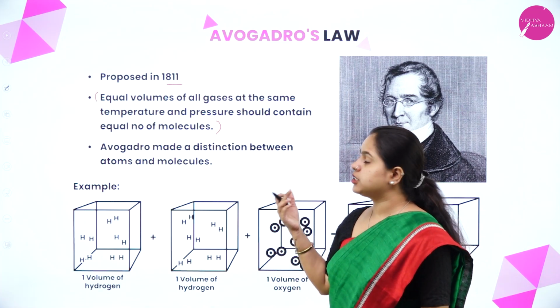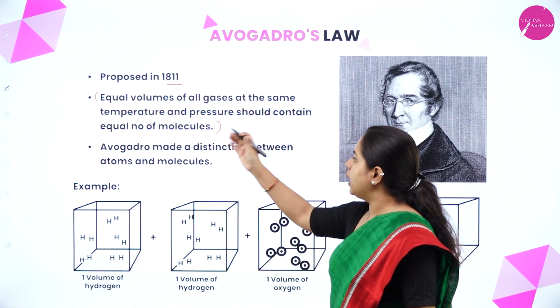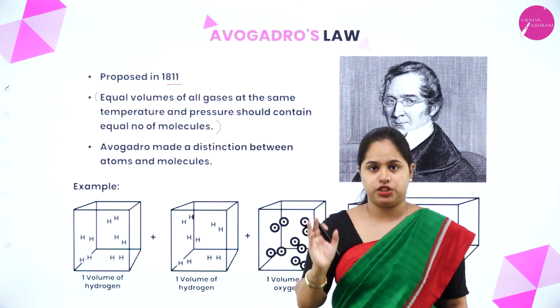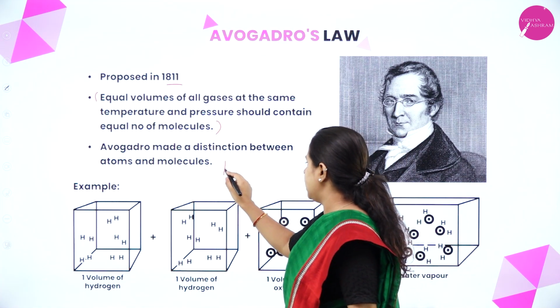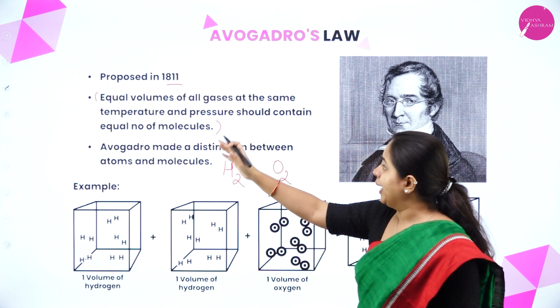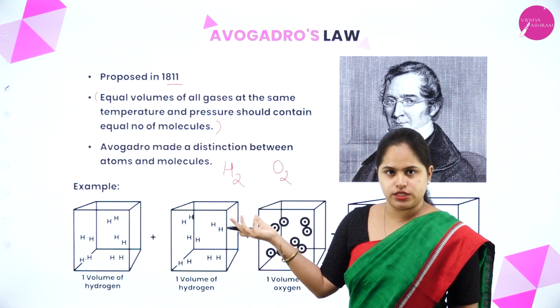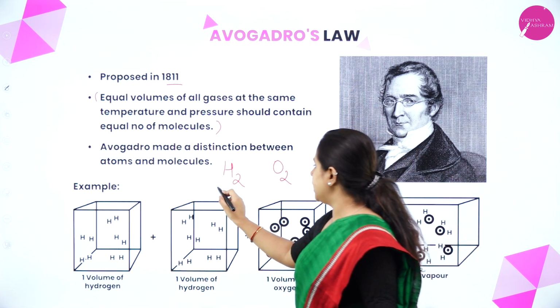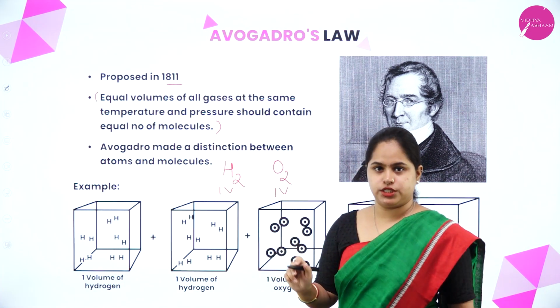Equal volumes of all gases at the same temperature and pressure should contain equal number of molecules. So what does this statement mean? Let us take an example and understand it. Okay, so under same temperature and pressure conditions, I am taking 2 different gases. Let us take hydrogen and oxygen gas, and I am taking equal volumes of hydrogen and oxygen gas. Yes, let us say I am taking 1 volume of hydrogen gas and 1 volume of oxygen gas.